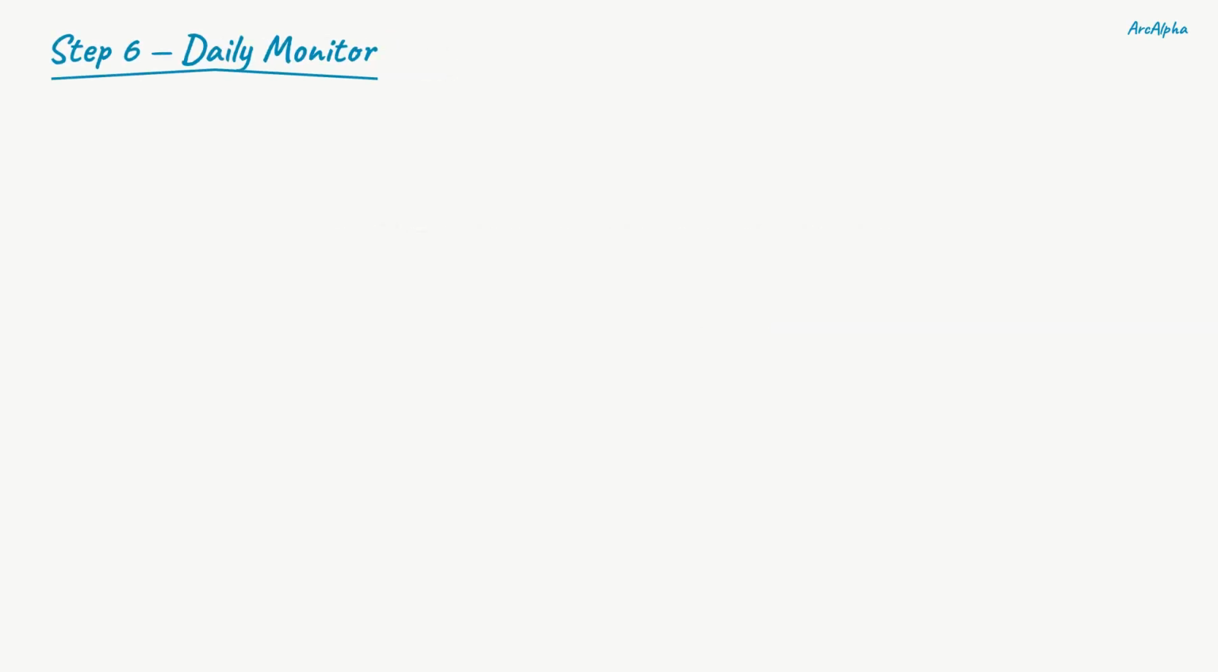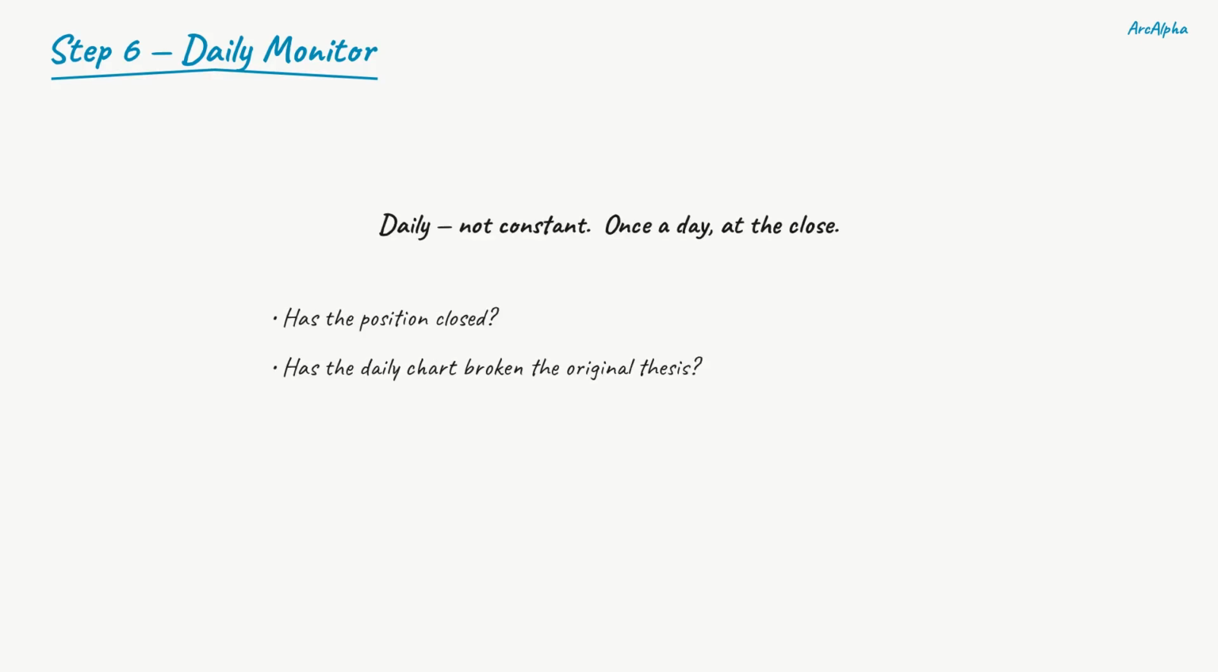Step 6, daily monitor. Daily, not constant. Once a day at the close you check in. What you are checking: has the position closed? If yes, log the exit and move to the review step. If no, has anything changed structurally on the daily chart that breaks the original thesis? If the original setup is broken, you can close manually. But that should be rare, the bracket is doing its job in the background.